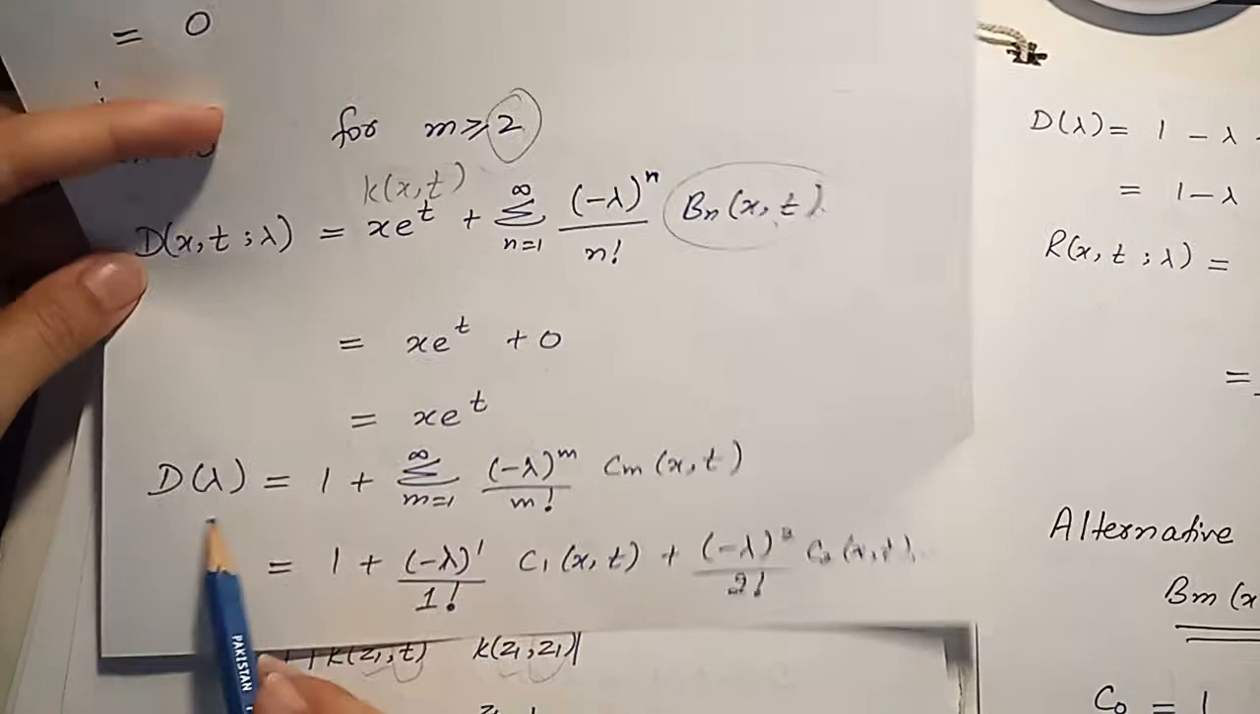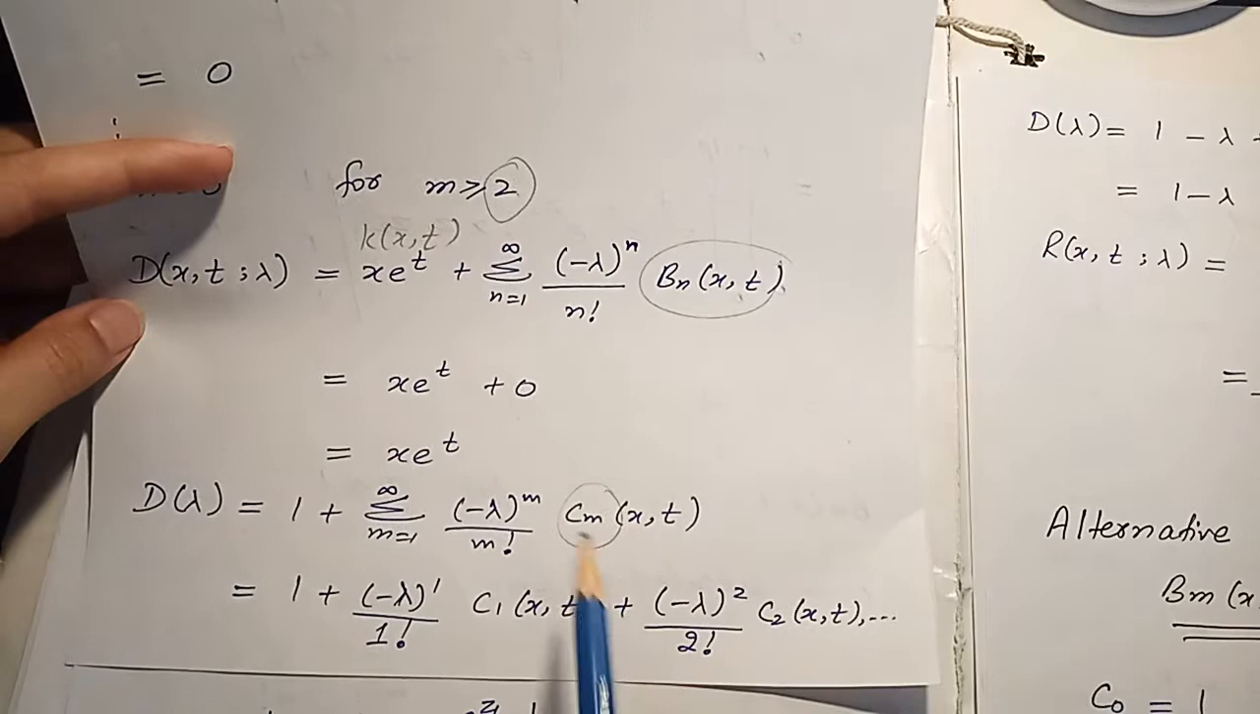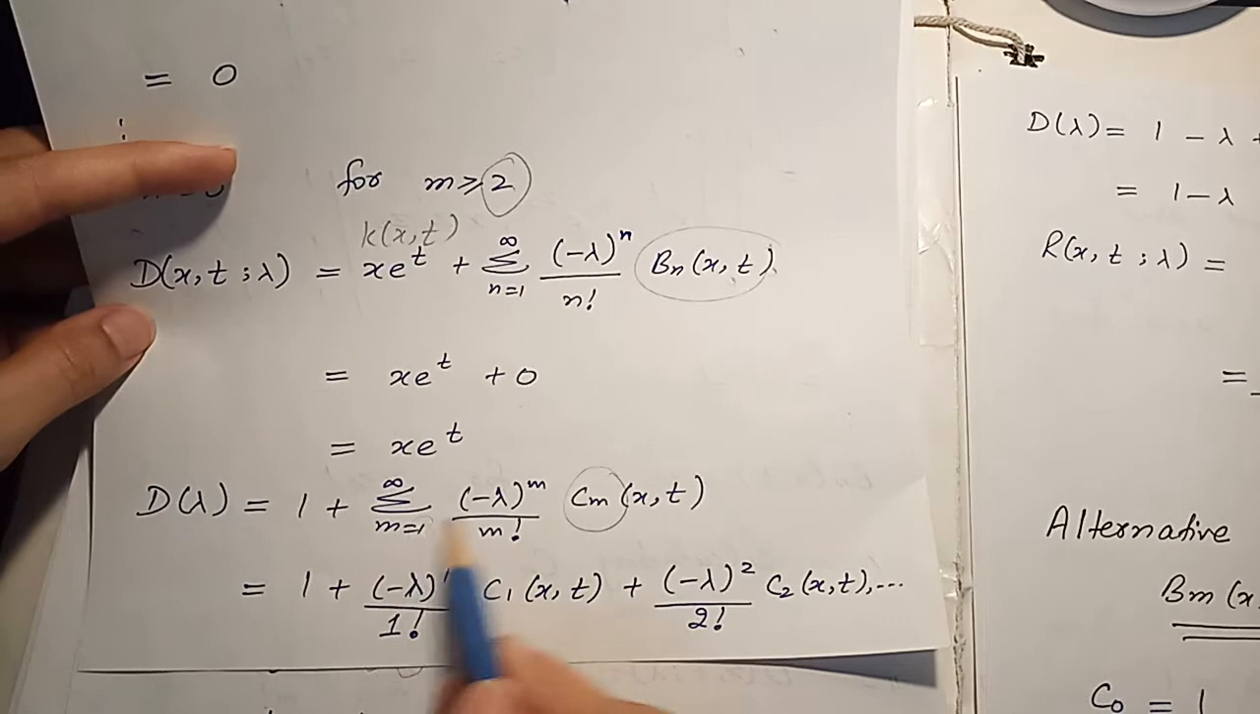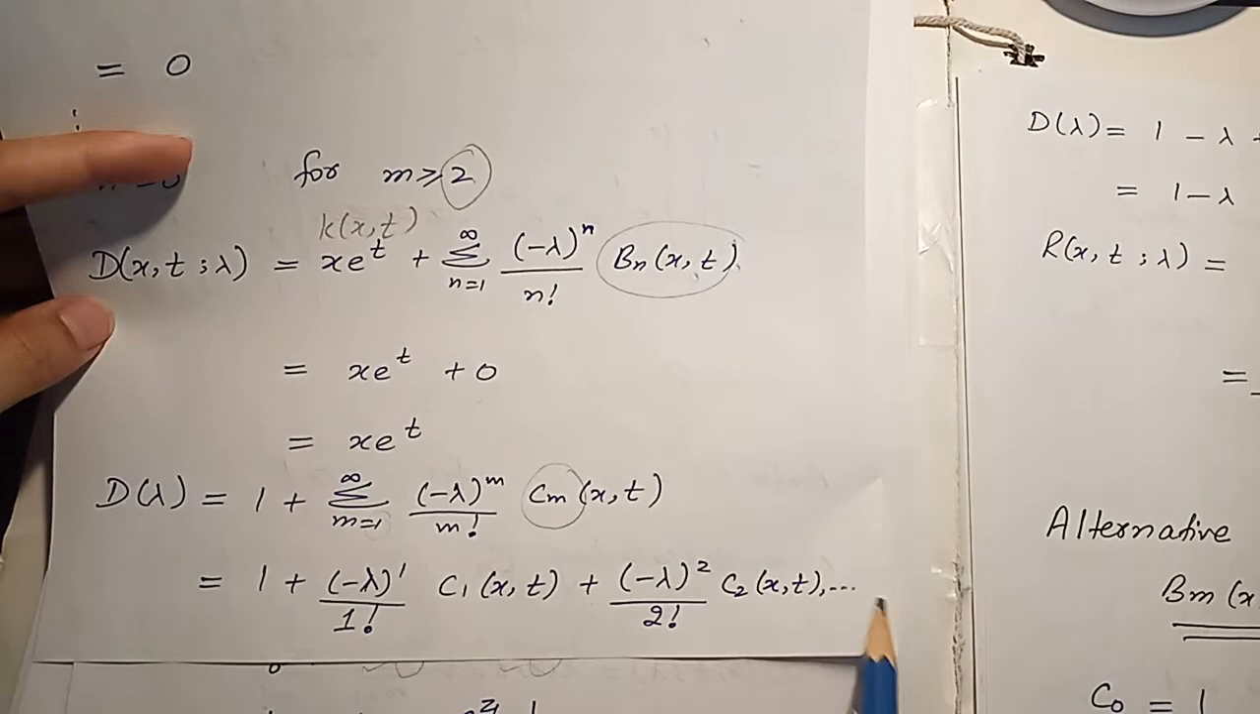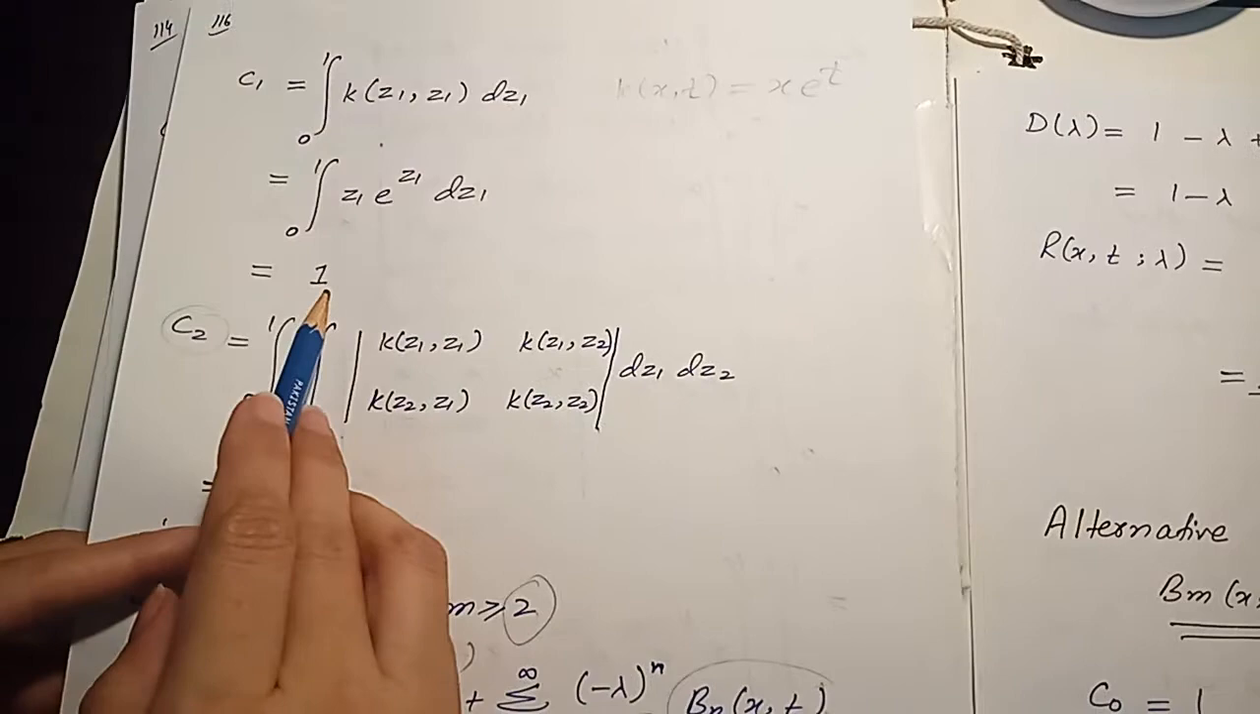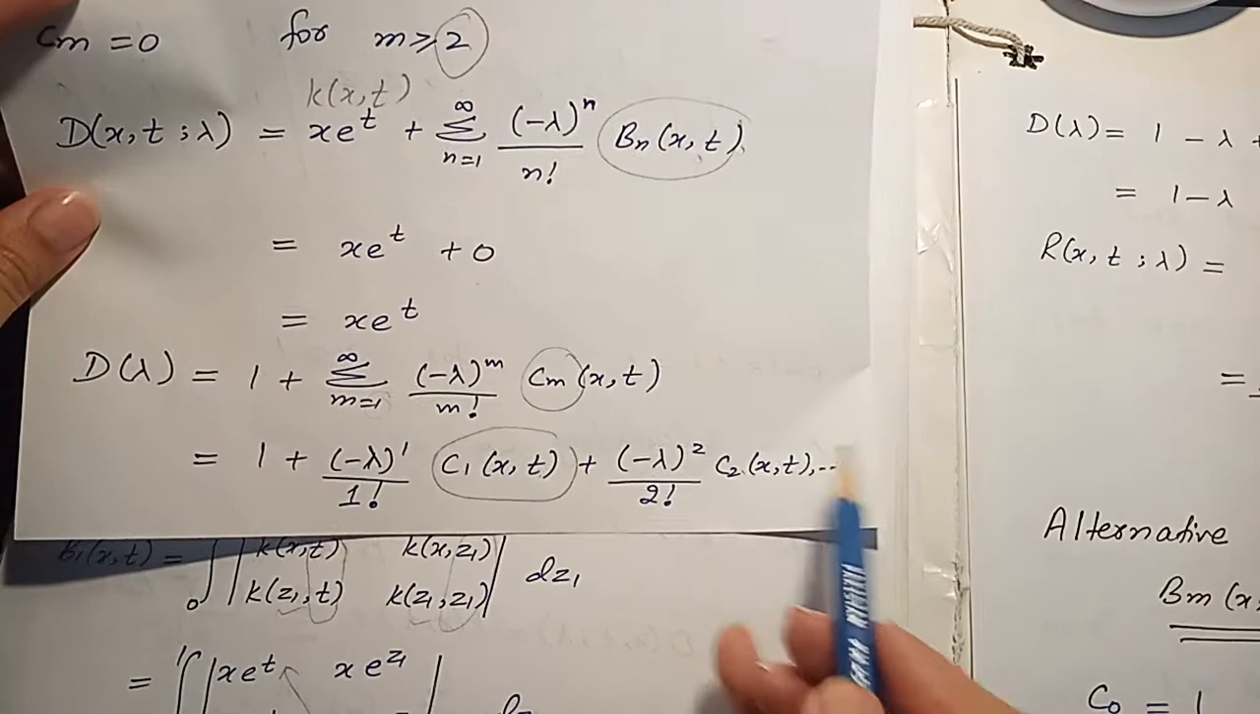Now write the formula of D(λ). You know that for C_m, the C1 is non-zero. So just expand this sum. First of all, write this whole value for 1, then plus write this value for 2 and so on. And you know that you got the value of C1 and C1 was 1. So just plug in the value C1 as 1, C2 as 0, and all other values are going to be 0. So you are left with D(λ) equals 1 minus λ.